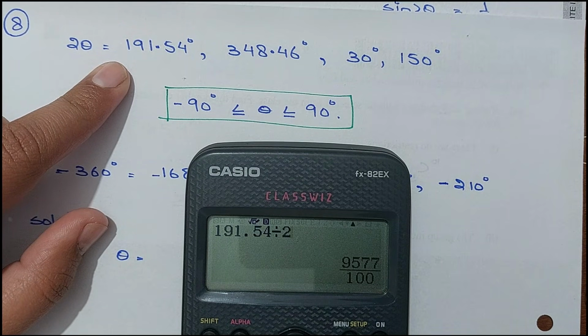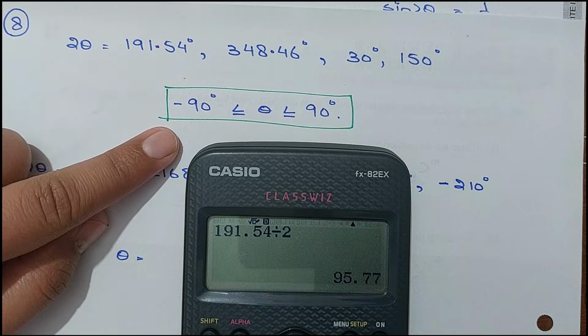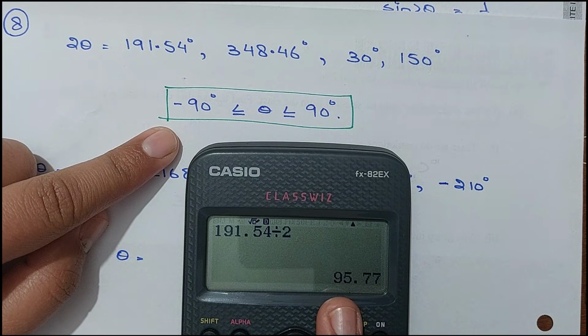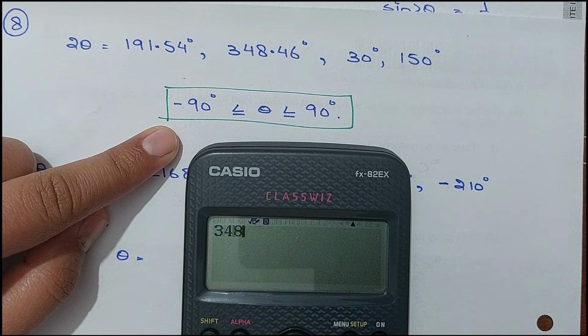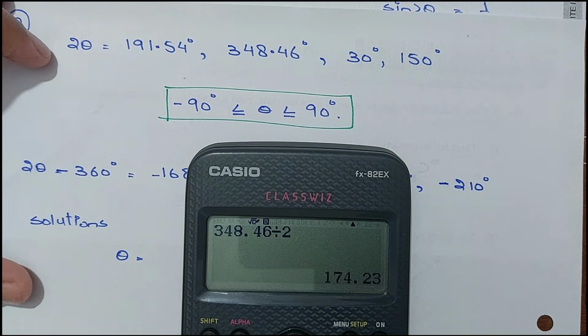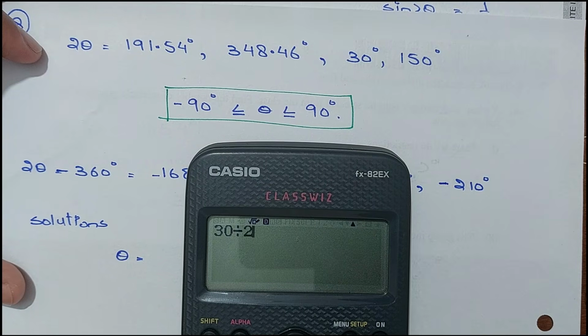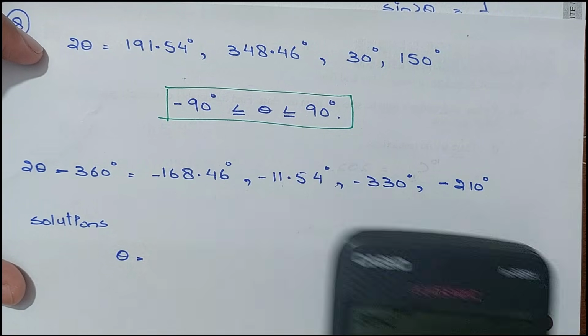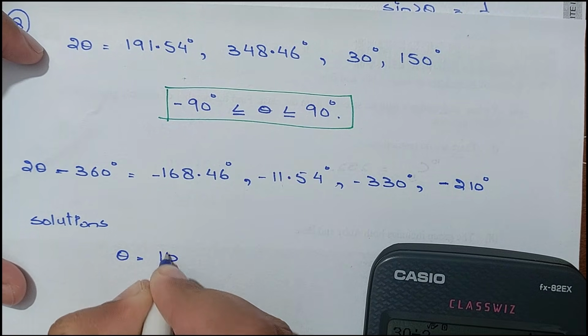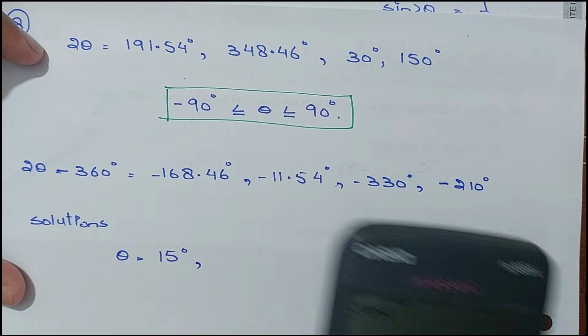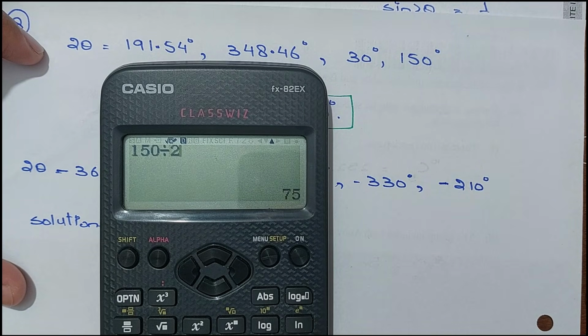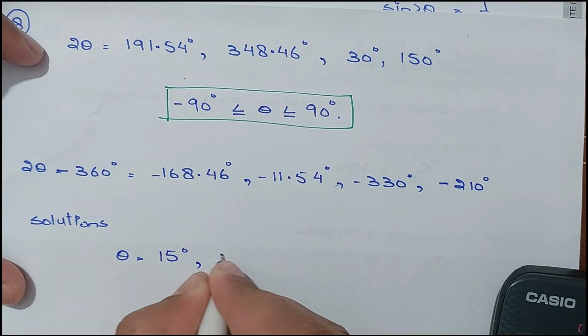191.54 divided by 2 is 95.77, which is more than the range. 348.46 divided by 2 is 174, which is also more than the range. 30 divided by 2 is 15, which is in the range, so 15 degrees is a solution. What else? 150 divided by 2 is 75, so 75 degrees is a solution.